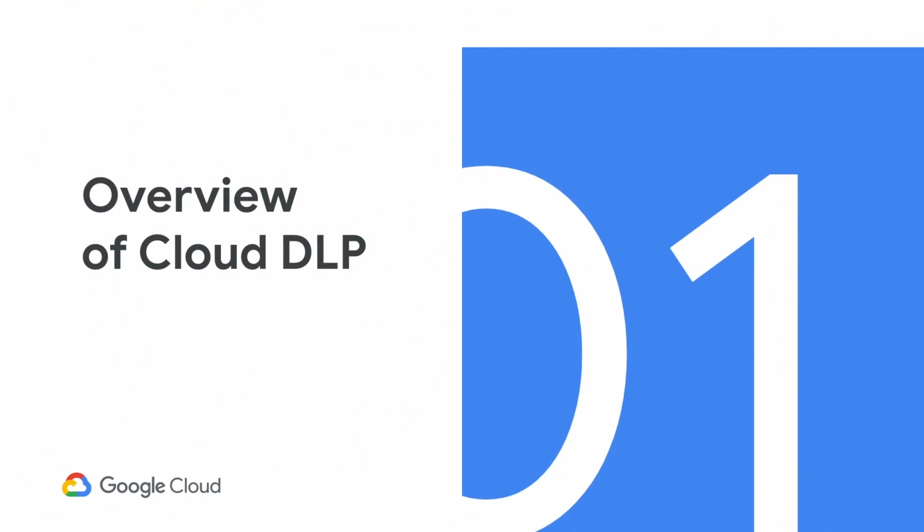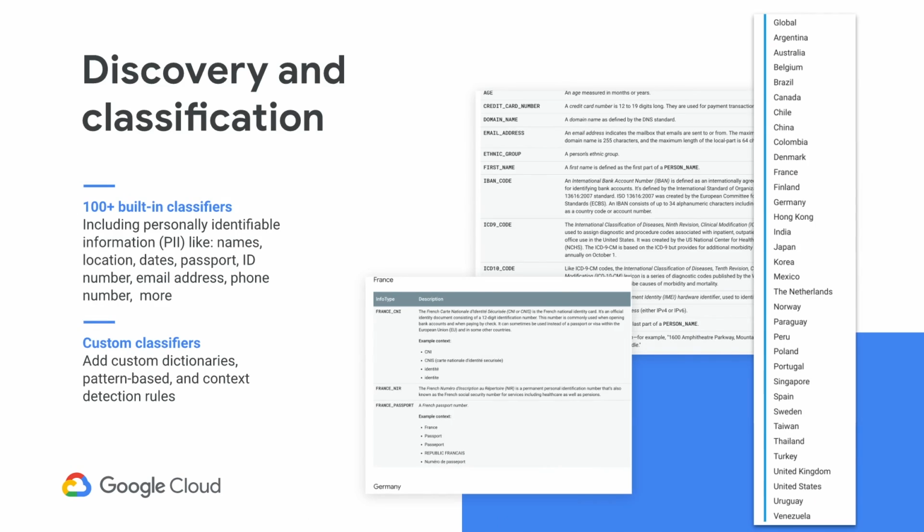So first, let's go in and give an overview of Cloud DLP. There are three core capabilities that Cloud DLP offers. We're going to cover those in a little bit of detail here. The first one is discovery and classification of data. So out of the box, Cloud DLP has about 100 built-in classifiers.